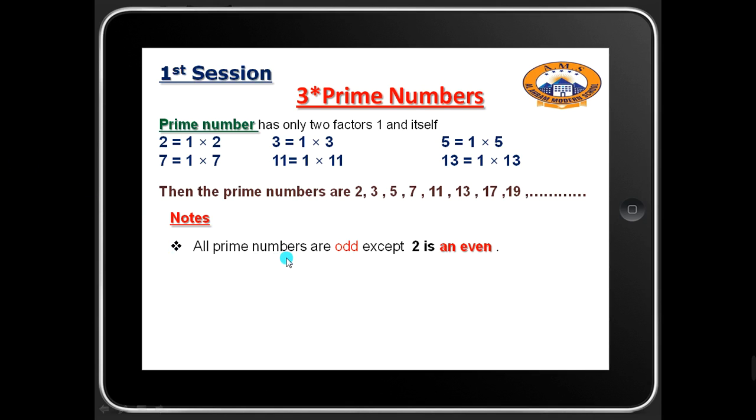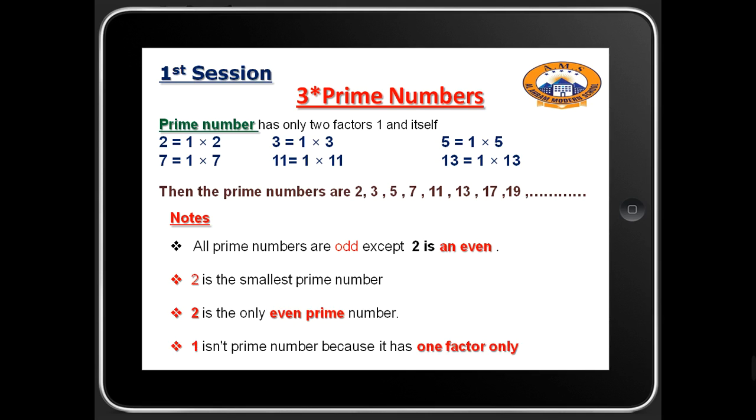All prime numbers are odd except 2, which is an even number. 2 is the smallest prime number, and as I told you, 2 is the only even prime number. We have some important things that you have to remember. 1 is not considered a prime number, because it has only one factor.